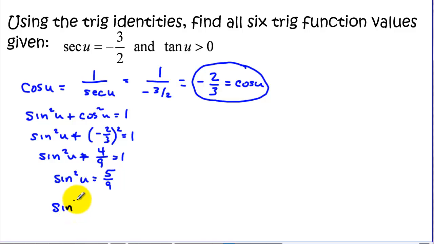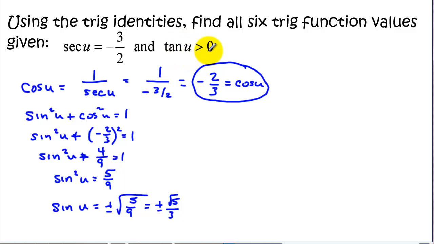And now we have to square root both sides. Now the problem here is when we square root both sides, that's going to get rid of the square, but I've got both a positive and a negative possible value, which is going to be plus or minus the square root of 5 over 3. Now I have to decide, do I want to use the positive or the negative value?